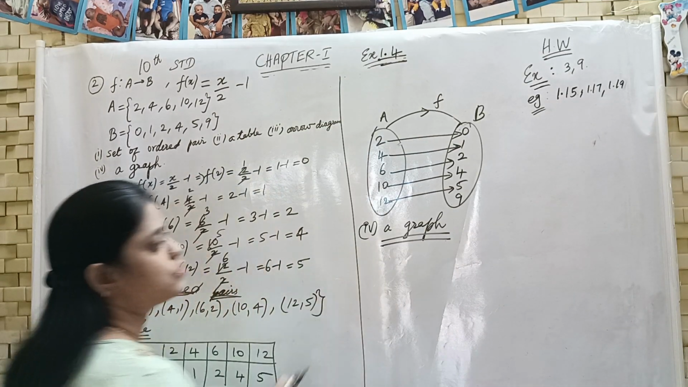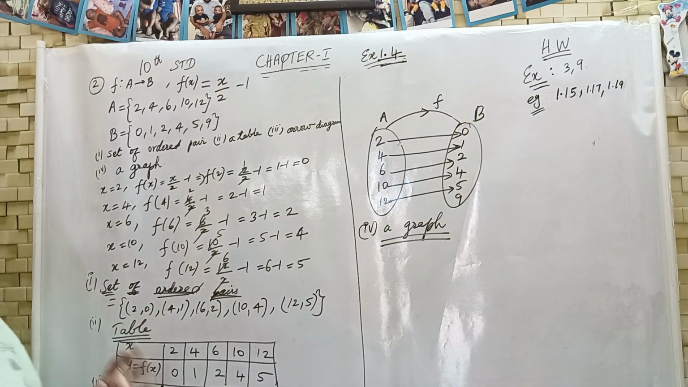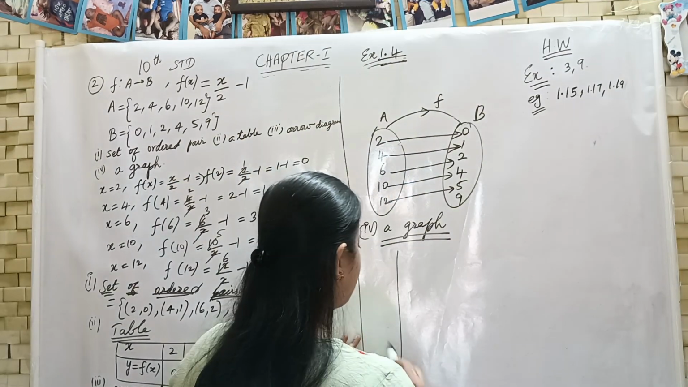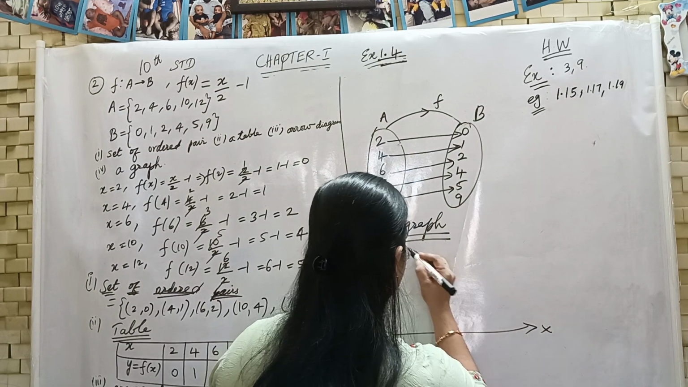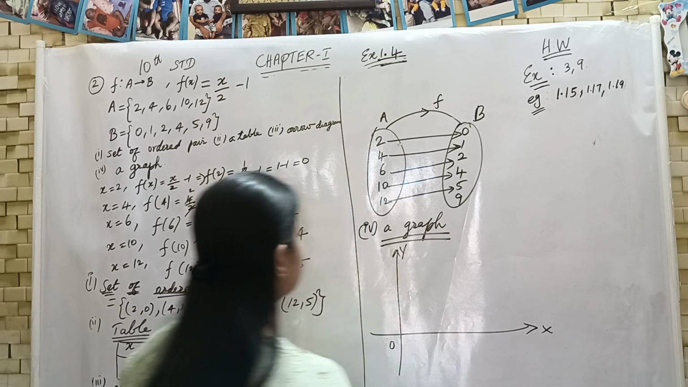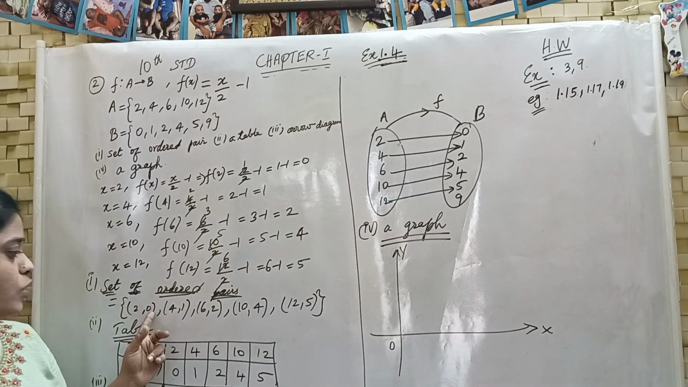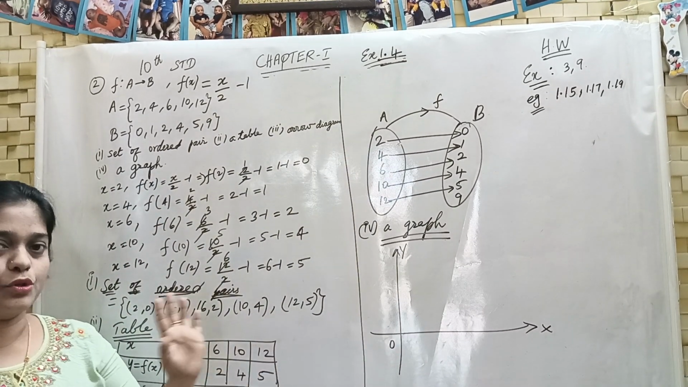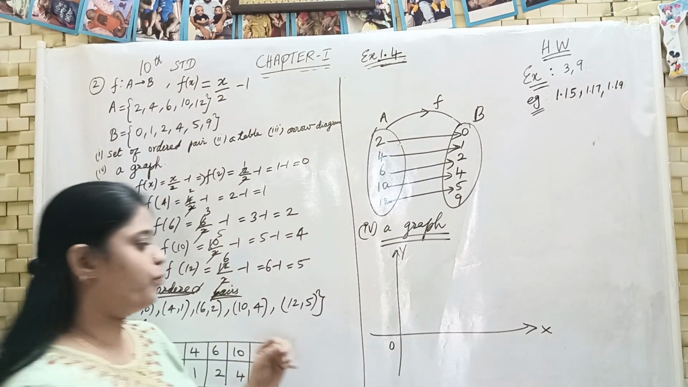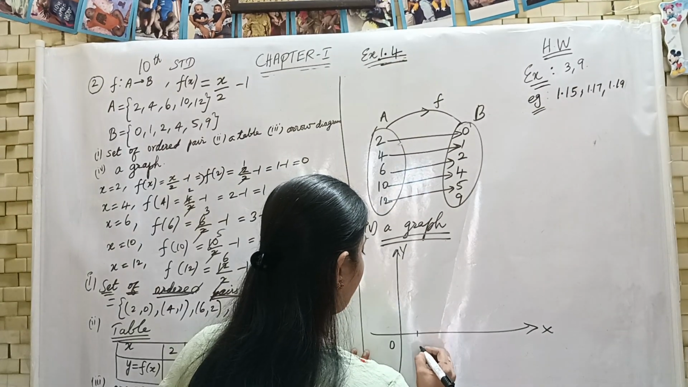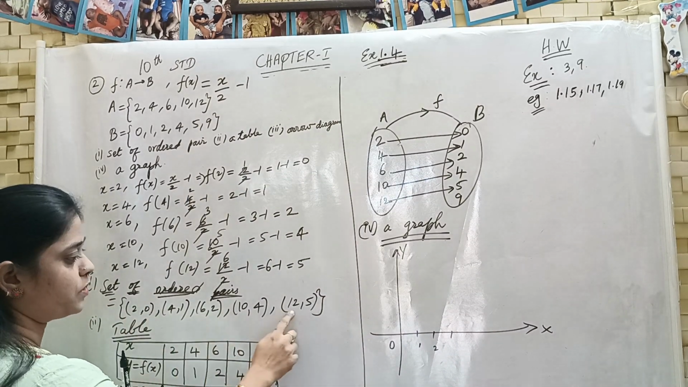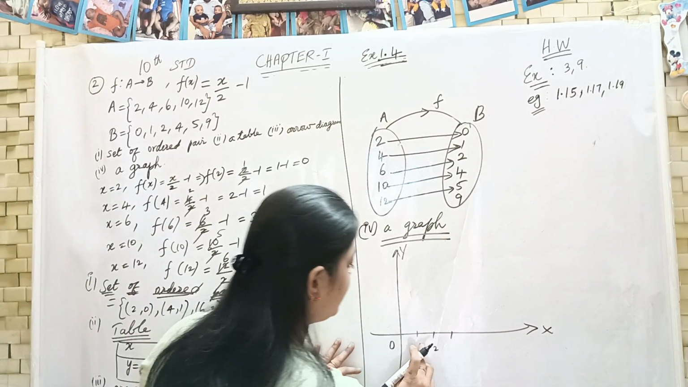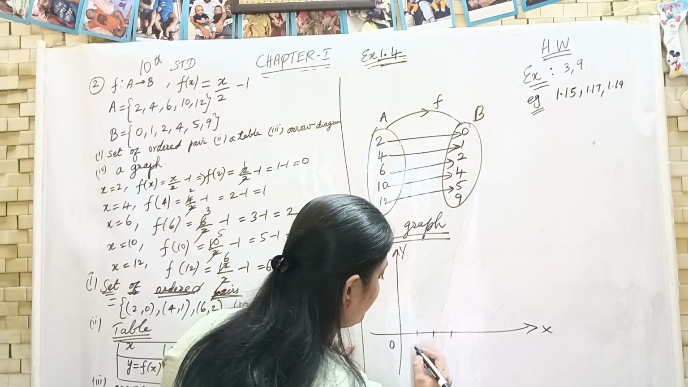So for the graph, you have to take the x-axis, y-axis, and origin, just to plot these points. All the values are positive, only positives are taken. So 2, 0. The maximum value of x is 12, so I am taking 2 units.